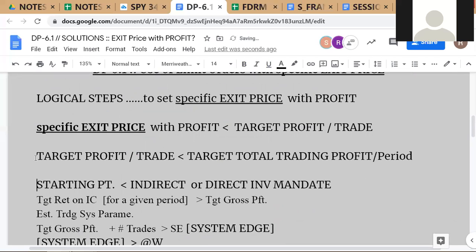So we have target profit per trade. We first said that this is a function of this. And how are we going to get to this? We're going to get to this by coming from this. We will first determine the target total trading profit per period. Per period means quarterly, one year, whatever trading period you're evaluating.